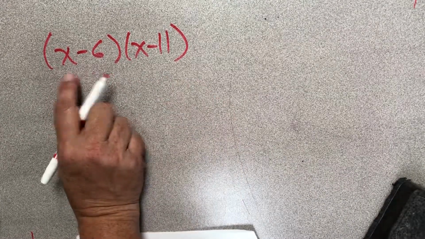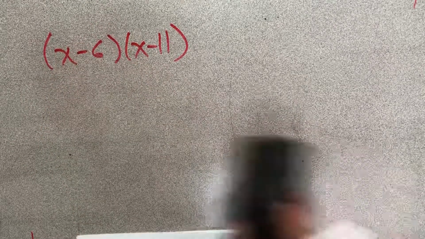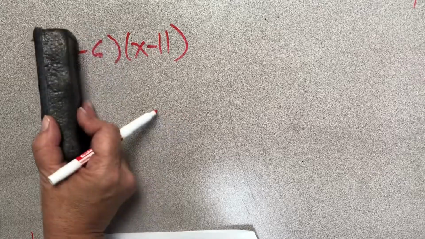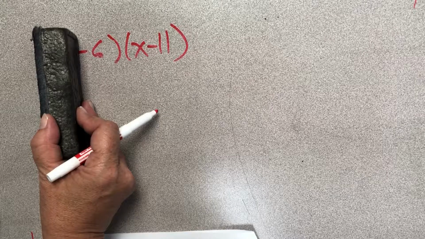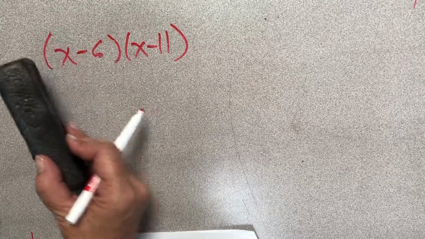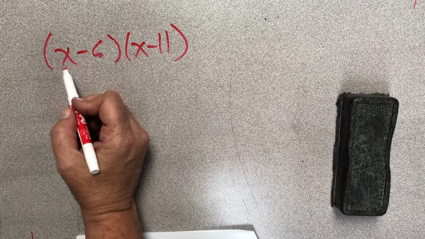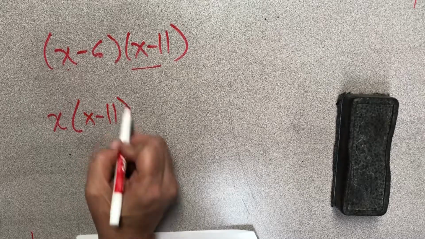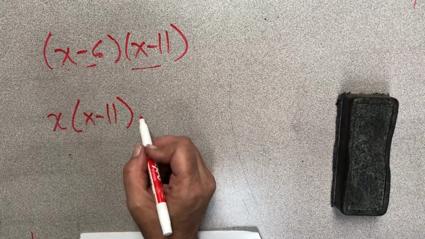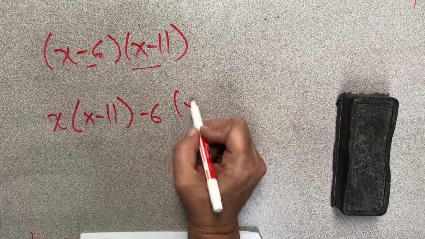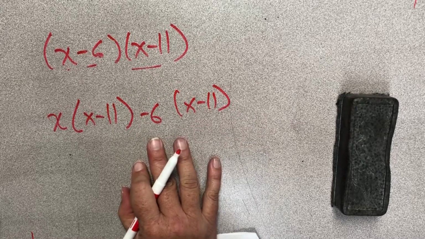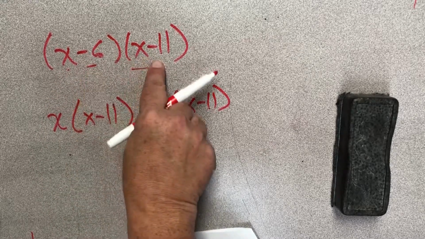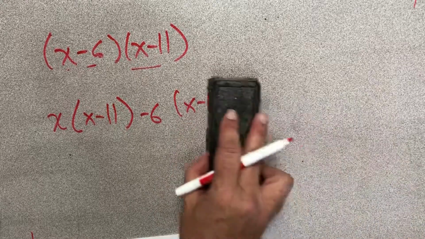Now, we already know how to distribute. Like, if it were just x times x minus 11, we could do that. We would multiply x times x, and then x times negative 11. If it were negative 6 times x minus 11, we could distribute the negative 6. In fact, don't write this down, but some teachers make kids do it like this. It's going to be x times x minus 11, but you also have to do negative 6 times x minus 11. So a lot of teachers say, multiply this times this, and write it like that. But most of us don't like doing it that way.